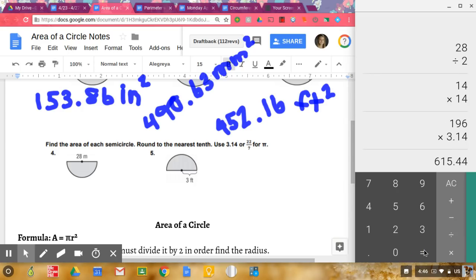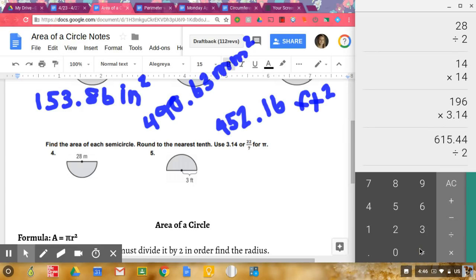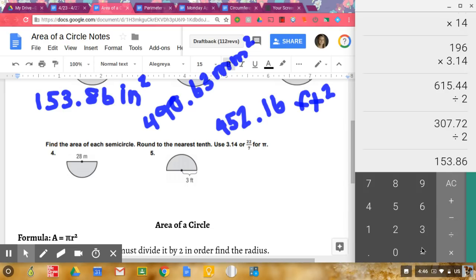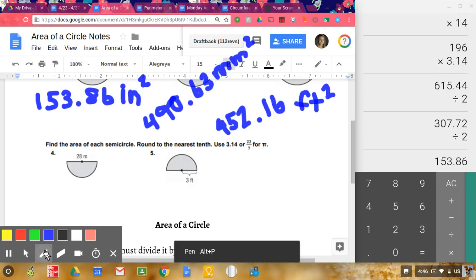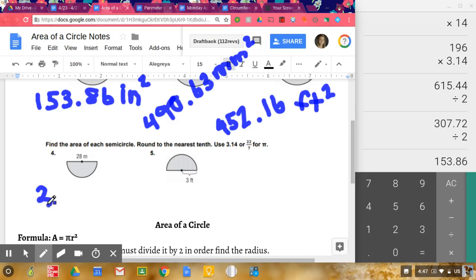All right, so if this were a full circle, we'd be done. We'd have our area. It's 615.44, but it's only half of a circle. So we're going to take half of that, meaning divide by 2. It's 307.72. It glitched on me, but half of 615 would be the 307. So the area of this semicircle is 307.72 meters squared.